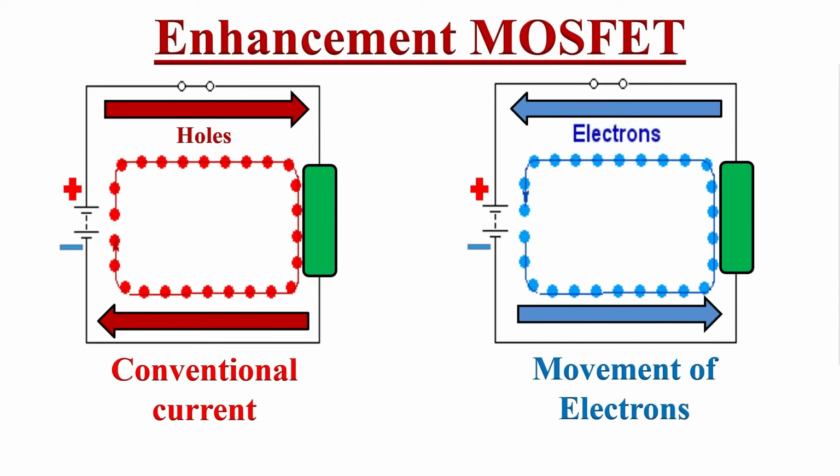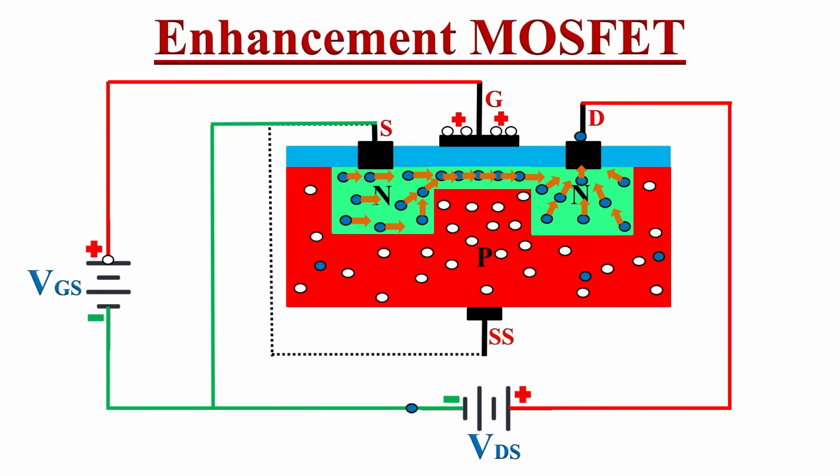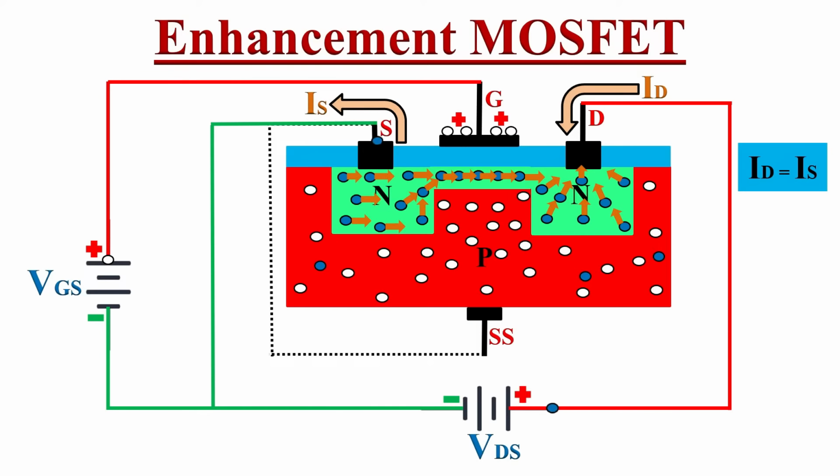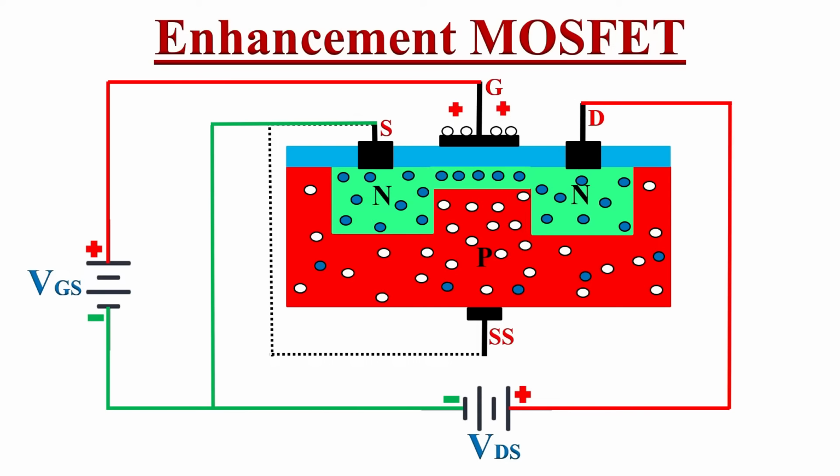Remember, here we are thinking about movement of electrons, but the conventional current or holes flow in the opposite direction. So here the conventional current flows from drain to source terminal. Let's say the conventional current flowing into the drain terminal is called ID, and the conventional current flowing out from the source terminal is called IS, and we can say that ID and IS are equal. The thickness of this inversion layer can be controlled by changing the gate voltage.